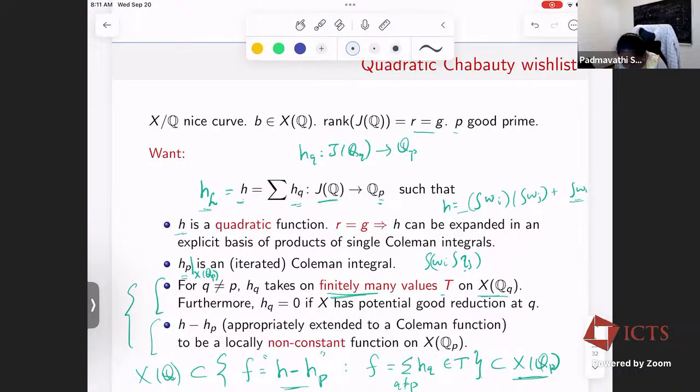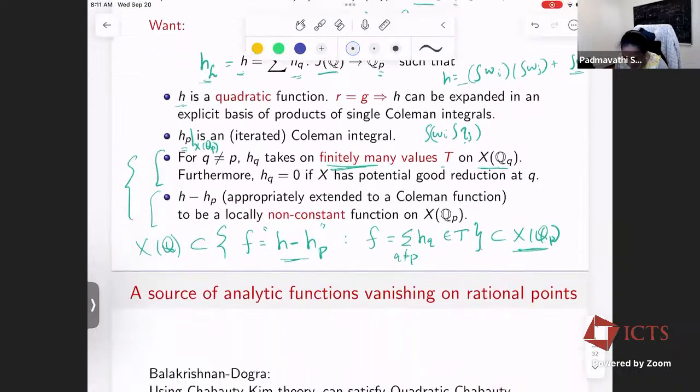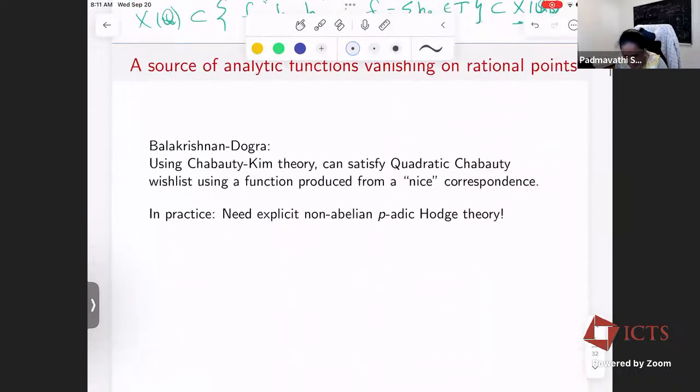And in the previous talks, and hopefully in Jen's lecture series last week, you heard that you can build such a function if you have the additional data of a nice correspondence on a curve. And modular curves tend to have very nice correspondences. You have the Hecke correspondence to work with. And you can produce such functions from these nice correspondences. So this was initially due to work of Jen and Nathan. And they were inspired by Chabauty-Kim theory.